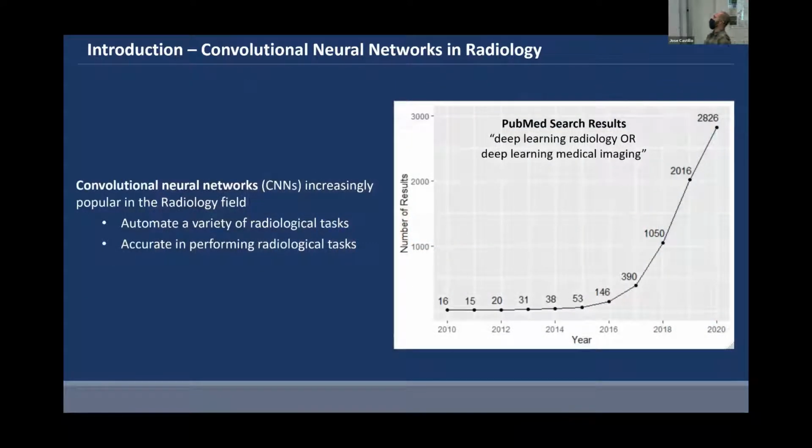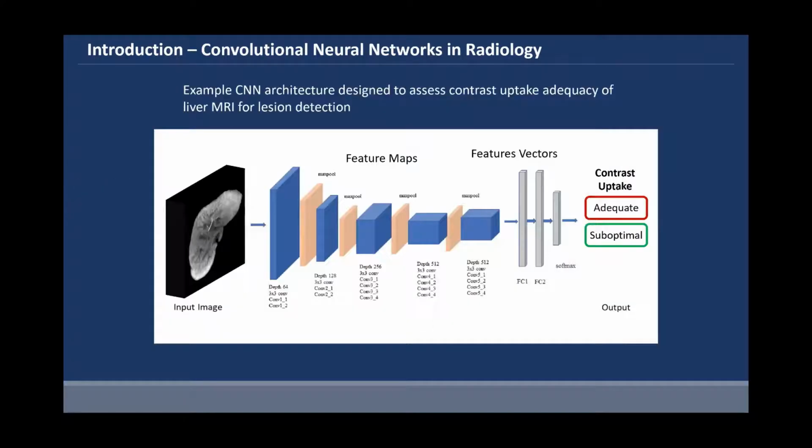All right, yes. So let's go back. Deep learning in radiology, really popular. It's grown exponentially in the past few years. Okay. And this is an example CNN architecture. It's VGG19. It's quite old, actually. But this is just to show you essentially what it does.